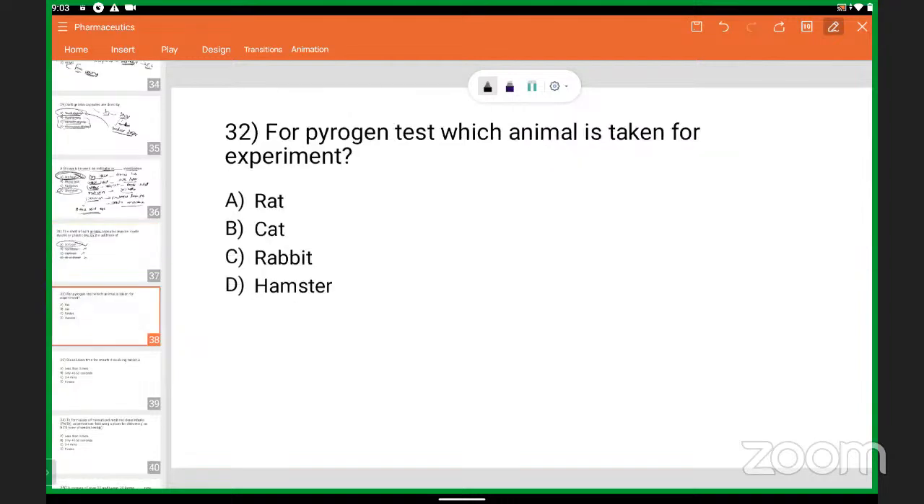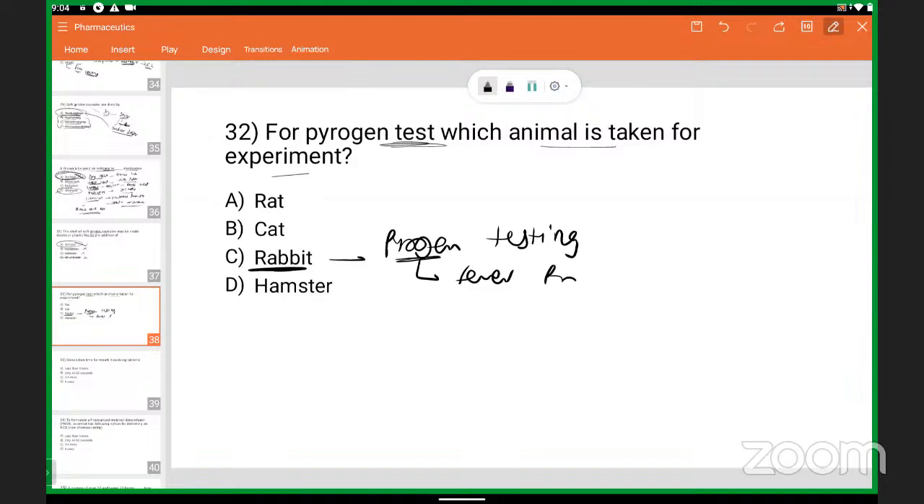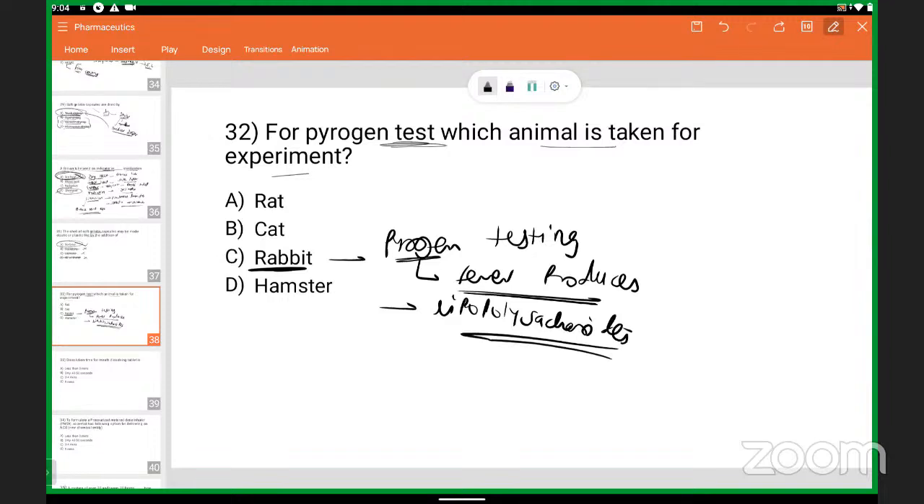Then again, let's move to the next one, that is for the pyrogen test. Which animal is taken for the experiment? For pyrogen testing, we majorly use the rabbit. We are using the rabbit animal to perform this pyrogen testing. Pyrogens are nothing but fever producing substances, and if you want to see the chemical structure, these are lipopolysaccharides. So rabbit is the animal that we are using for this pyrogen testing.